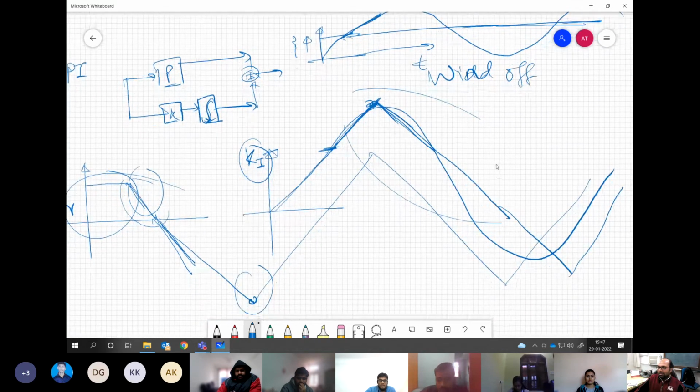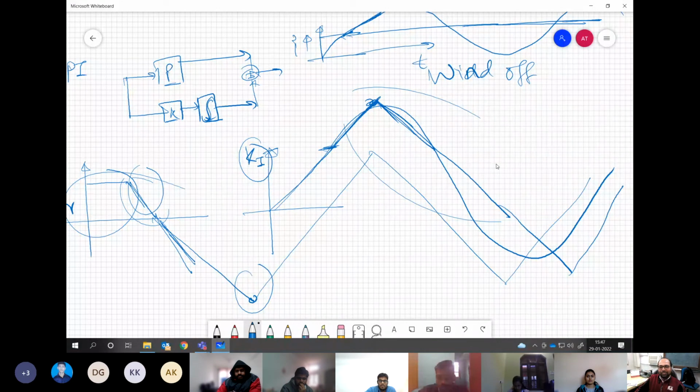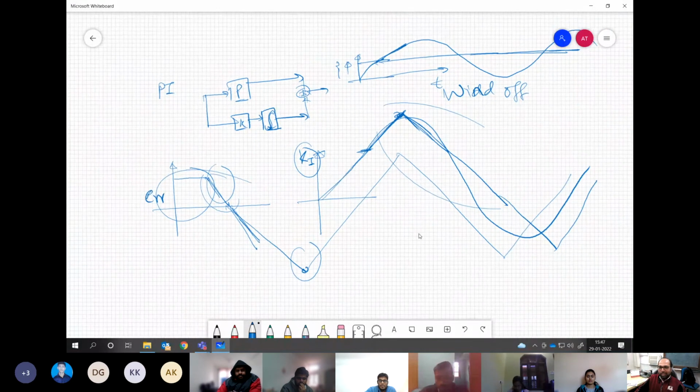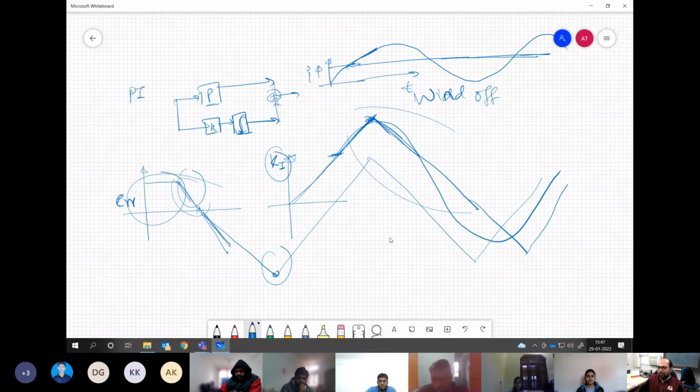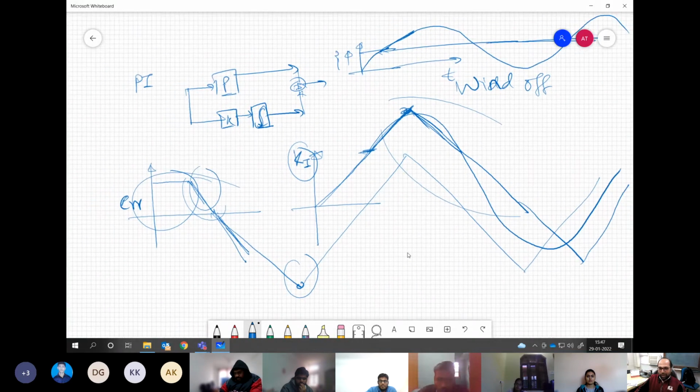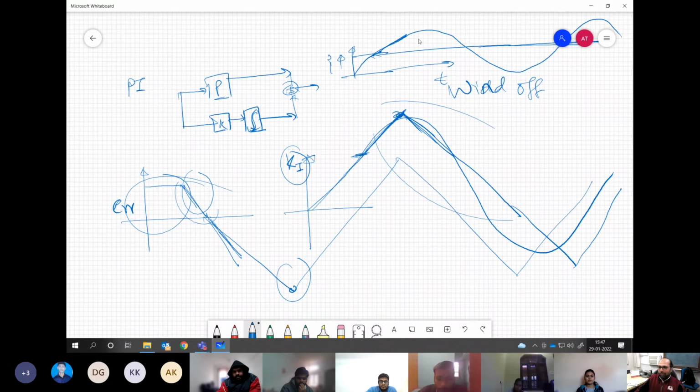Yes, sir. Without integration, the value is increasing gradually. Did you observe this thing, any of you? Okay, start doing the lab exercise. This is important because at the last moment, when you do this and see this kind of output, you will panic.